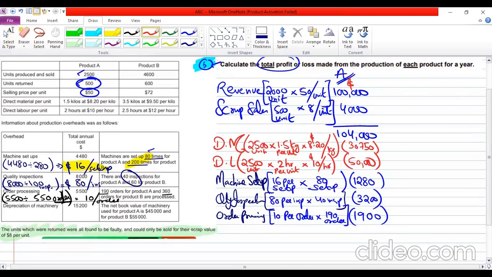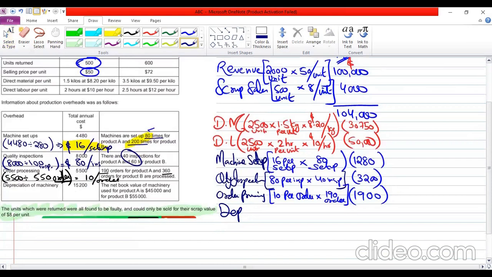The next one is depreciation of machinery. Depreciation is going to be at the book value. Okay, no problem. I'm doing it here. We're working. There's less space, that's why. 15,200 is my overhead. Value of machine: 45 plus 55. What is my answer?